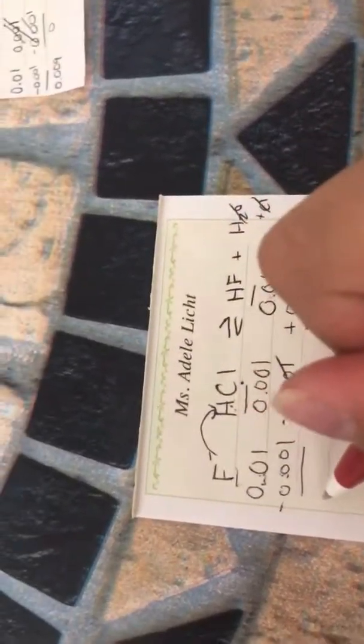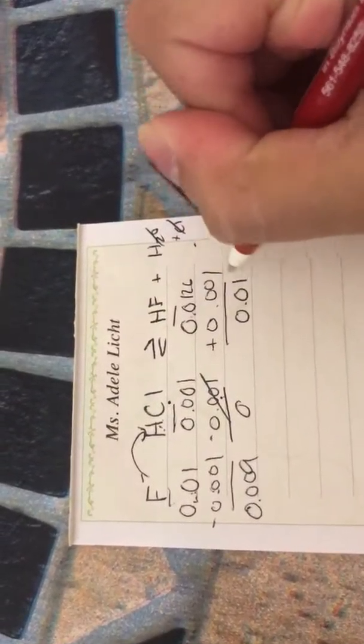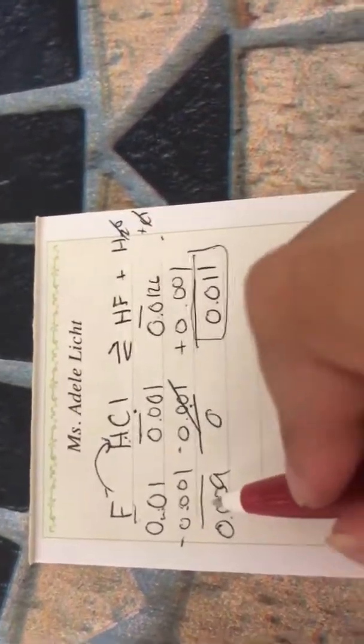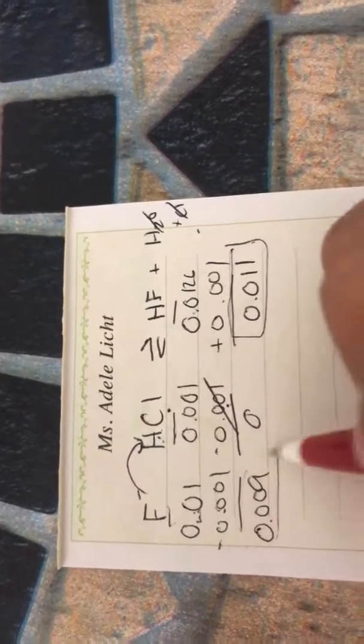Okay, so now I'm going to figure out these numbers. 0.01 minus 0.001 is 0.009. This is going to be 0, and this is going to be 0.011. So the numbers that are important here are this, because that's my HF, and this, which is my F minus.